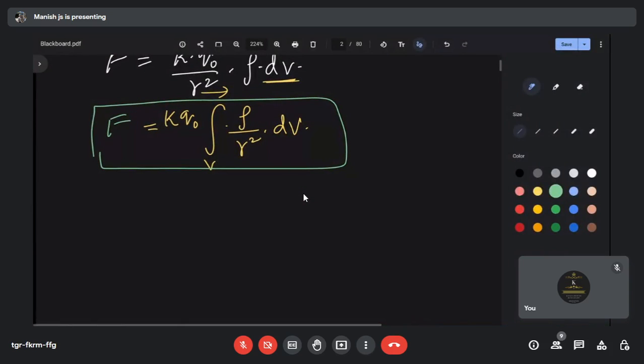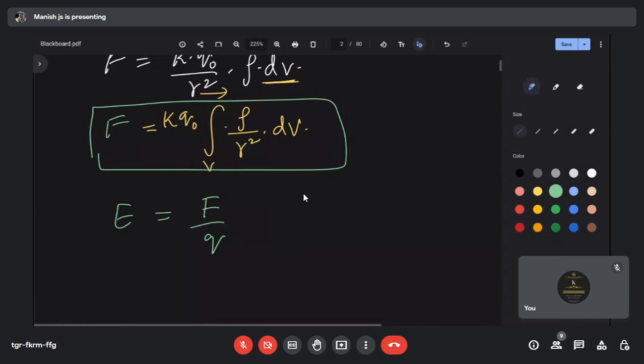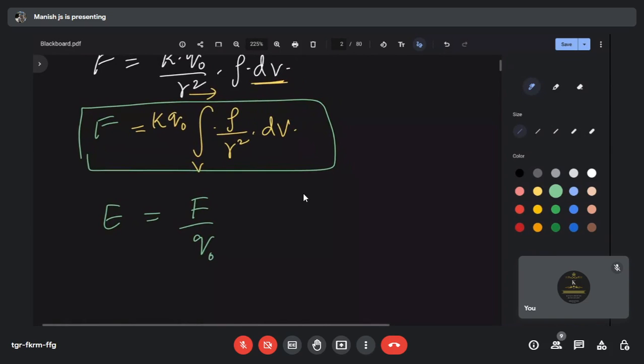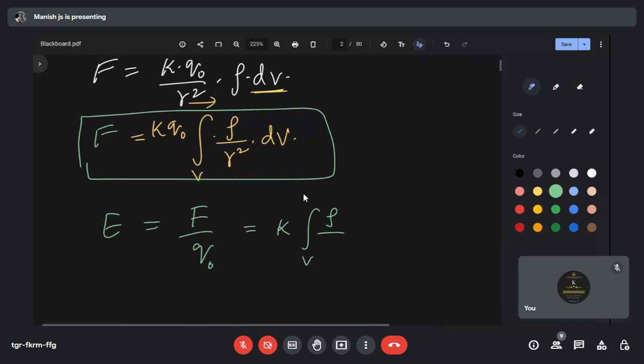Now you can also find out the electric field. In terms of electric field, you write E is equal to F upon Q. Here the test charge is Q naught, so I write it as Q naught. That's equal to, again you substitute, K you can keep outside. Integration along the volume, so integral V. Now rho upon R square into dV, same representation as for F. You can see that the test charge Q naught cancels.